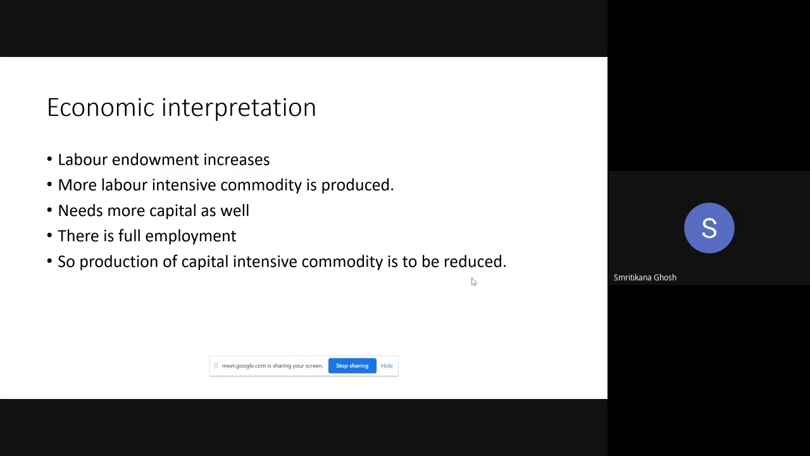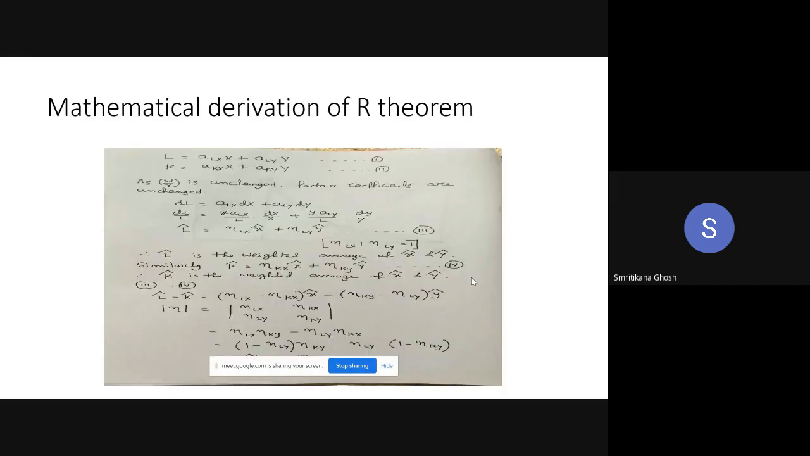Now, look, so this is the economic interpretation of the Rybczynski theorem. Now look at the mathematics of the Rybczynski theorem, a little bit clumsy and lengthy as well. Look, this is the labor constraint. L is equal to, as there is full employment, that is why the equality is there.